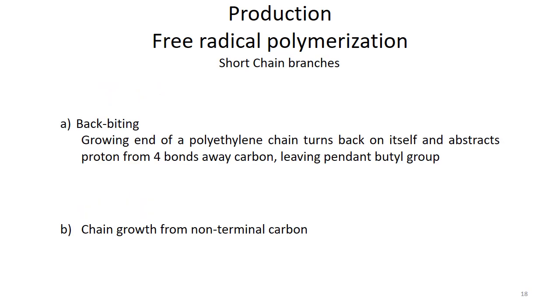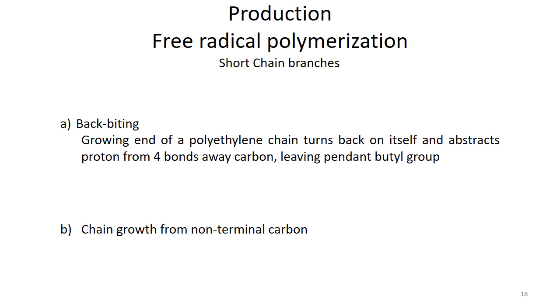Let's discuss how short branches can be introduced in polyethylene chains. Basically, there are two ways short branches are formed in polyethylene chains. One of them is backbiting, and the other is the same one we talked about in long chain branch formation, that is, chain growth from a non-terminal carbon.